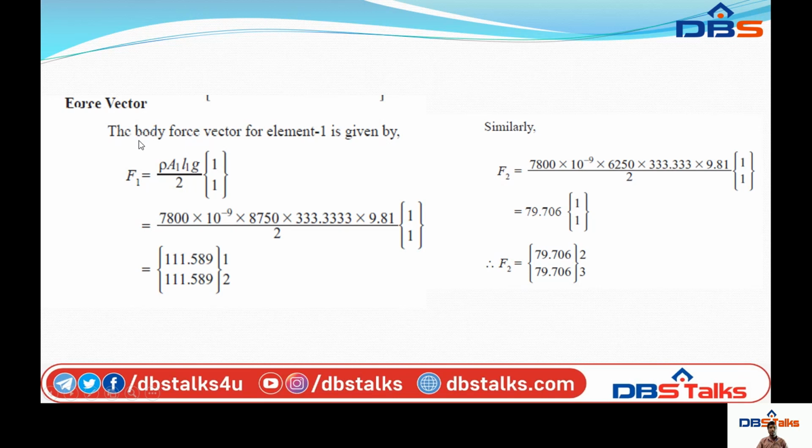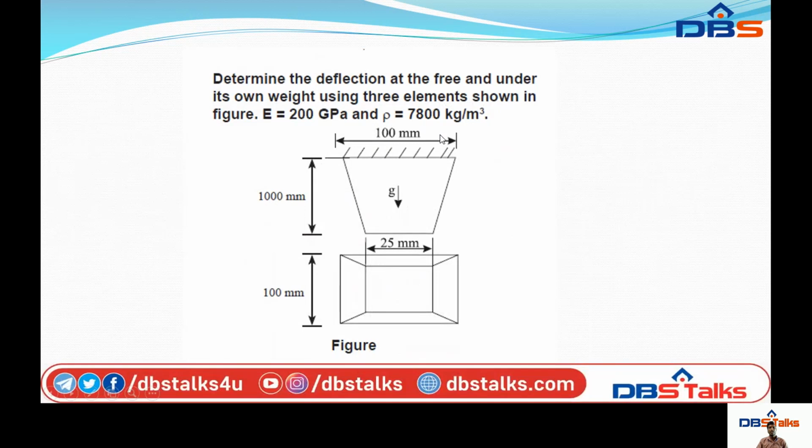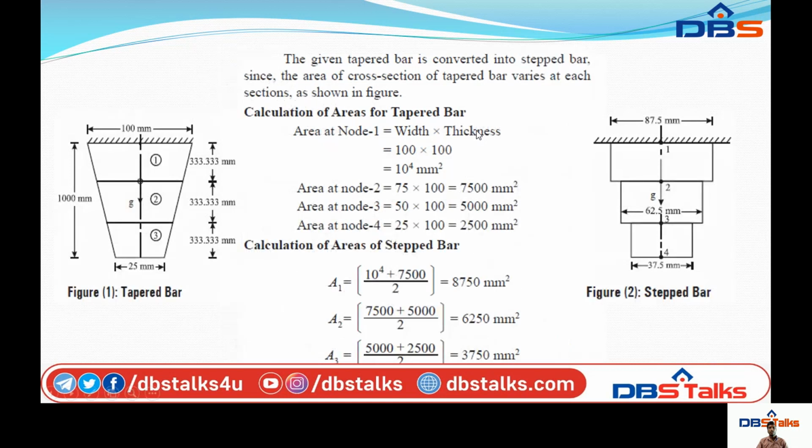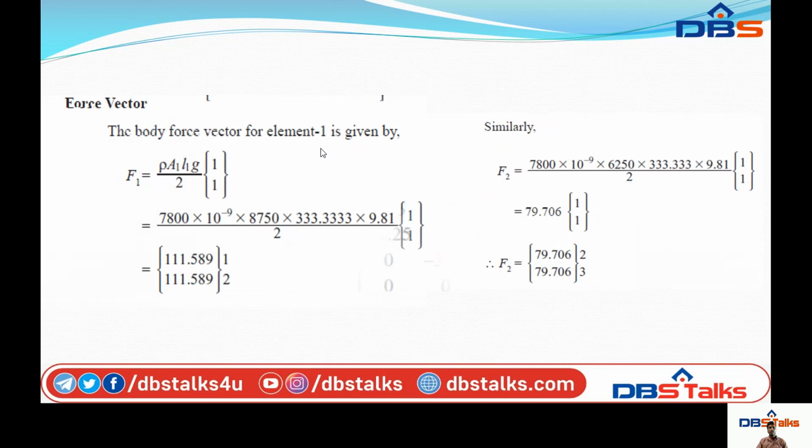After calculating the global stiffness matrix, we want to find the vectors like body force vectors, load vectors, traction loads, point loads, etc. Why am I taking this formula for finding the force vector? Because in that problem, they gave the mass density, rho, equal to 7800 kg per meter cube. For that reason, I'm taking F, the calculation of the force vector, F equal to rho A1 L1 G by 2 times 1 1.